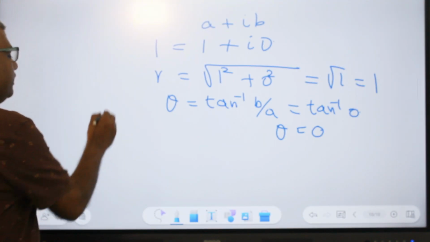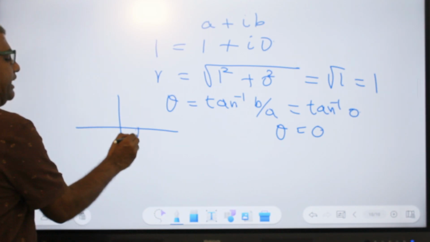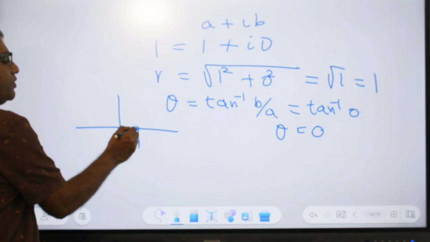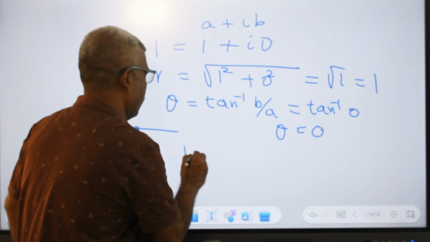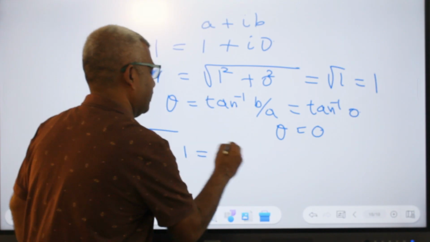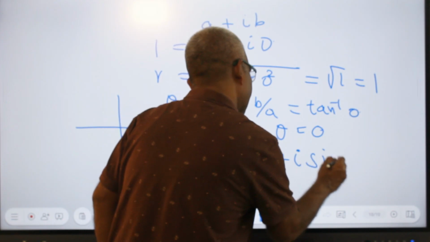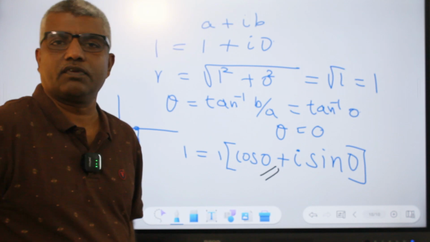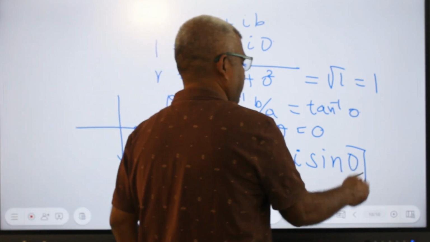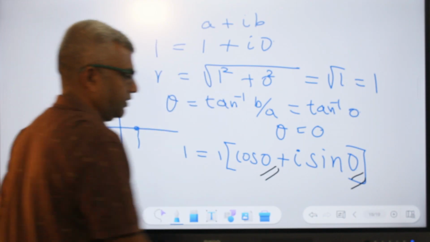Here for 1, on the x-axis it is 1 and on the y-axis it is 0, so theta is equal to 0. So how to write it? 1 is 1 times cos 0 plus i sin 0. This is nothing but the argument of 1 is 0. Got it?